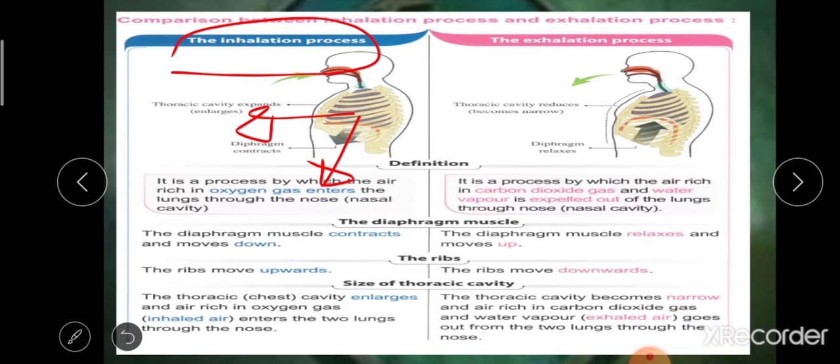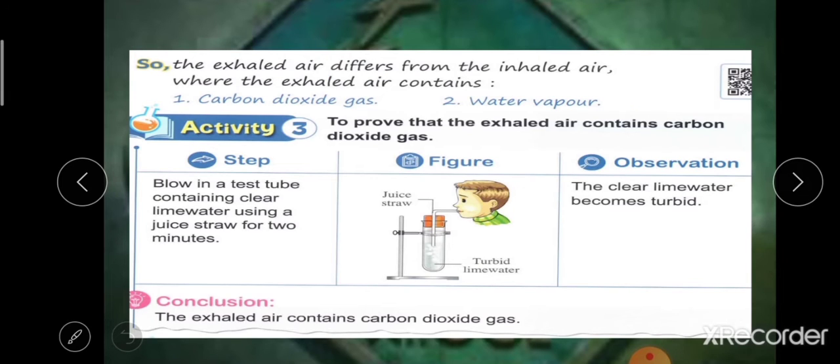But in the exhalation process, the diaphragm relaxes and moves upward. In this case, the rib cage moves downward. The chest cavity becomes narrow and expels the air. Okay? So, let's detect that the expelled air contains carbon dioxide gas.